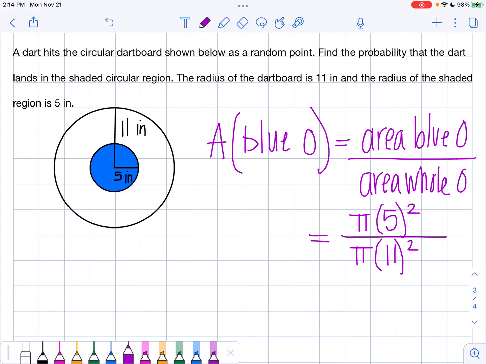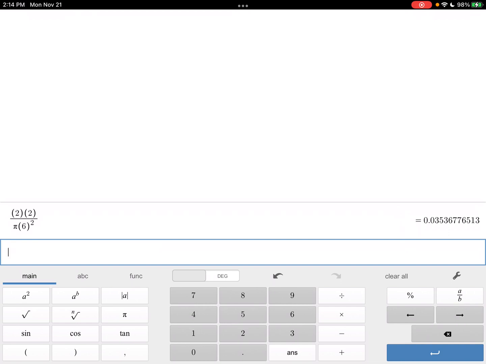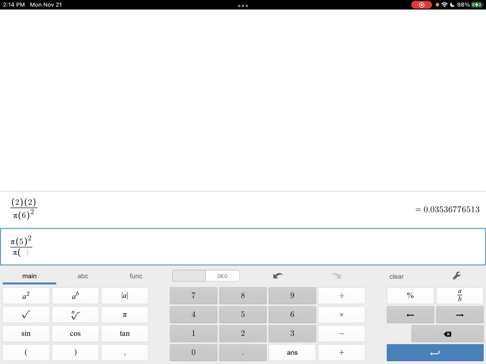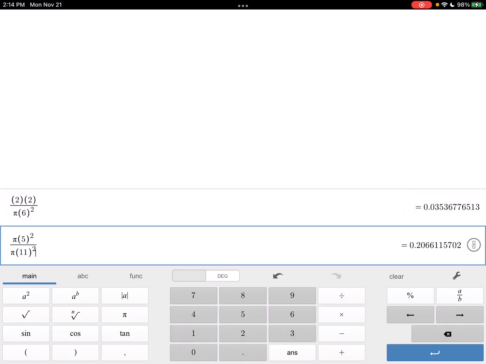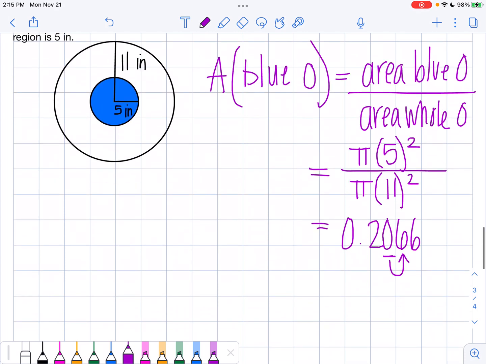So I take this, I plug this all into my calculator. Pi times 5 squared divided by pi times 11 squared. So I open up my calculator. Okay, I do pi times 5 squared, all divided by pi times 11 squared. Okay, and I get 0.2066. All right, equals 0.2066. We're going to do like we did the last one, round to the nearest hundredth with just this location. I look one space over. Because it's a 5 or bigger, I round it up. So this is equal to 0.21 or 21%. A little higher than the last one, so you have a little more chance of winning in this game.